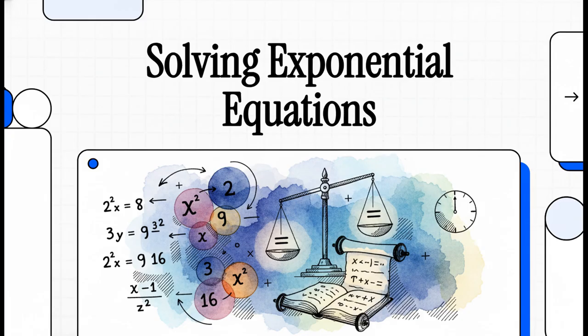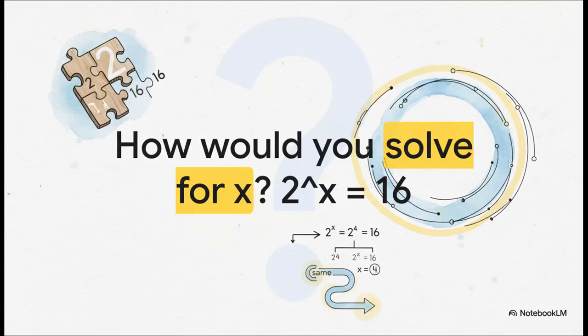Let's dive right in. So let's kick things off with a little puzzle. 2 to the power of x equals 16. Now, you might be able to solve this one just by looking at it, right? I mean, 2 times 2 is 4, times 2 is 8, times 2 is 16. So yeah, x is 4. But what happens when the numbers get a little trickier? That's where this shortcut becomes seriously useful.